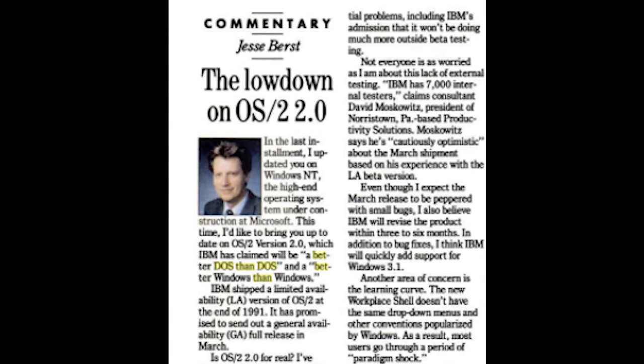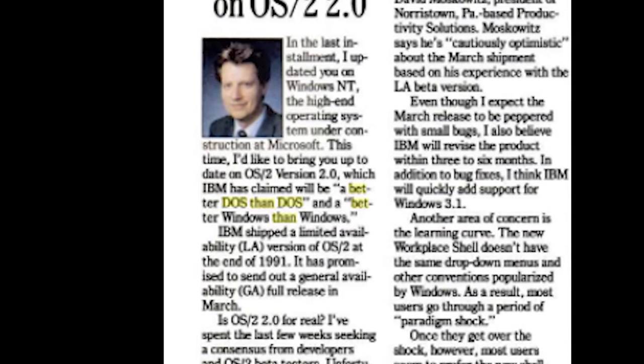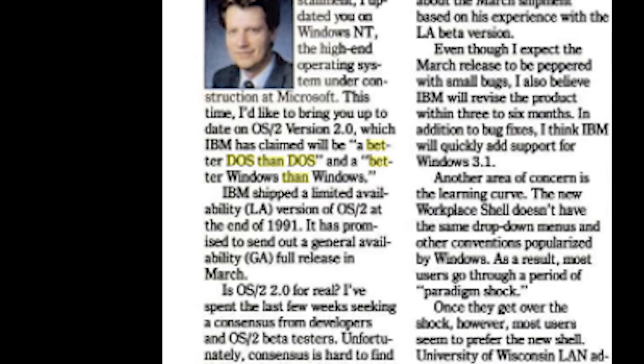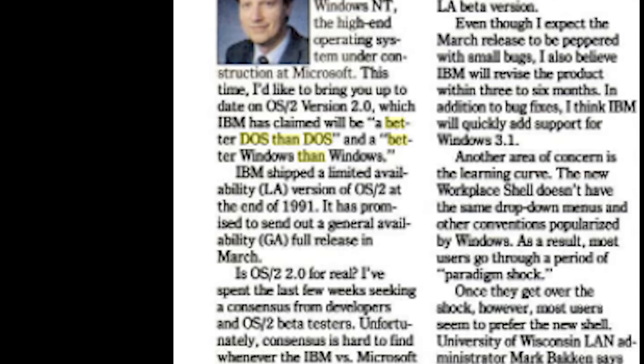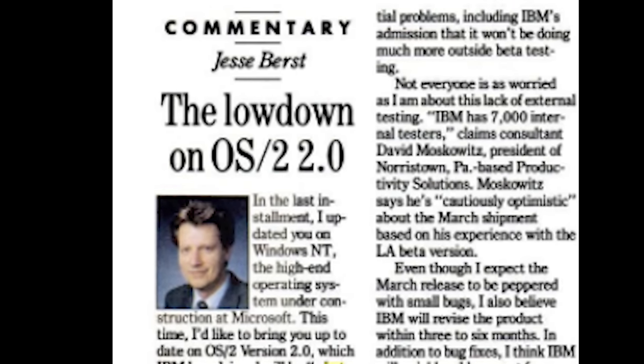Even so, IBM tried to market OS/2 as something that it probably was and probably wasn't. A better Windows than Windows, a better DOS than DOS. Was it both? Well, we'll take a look at that in a little bit. But let's just say that being a better DOS than DOS and a better Windows than Windows was a tough sell. That being said, OS/2 was highly compatible with Windows and highly compatible with DOS.